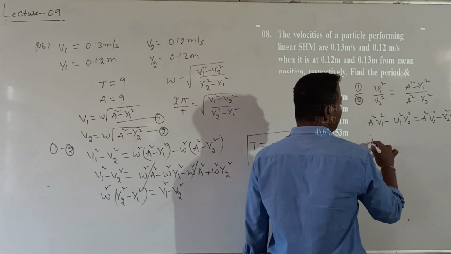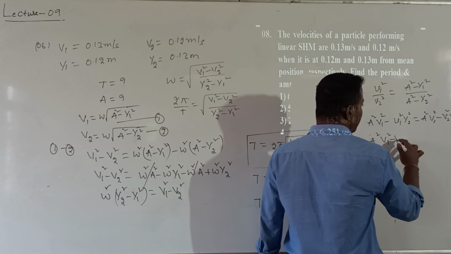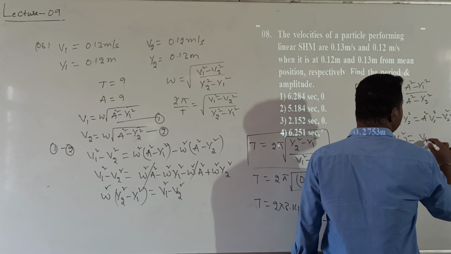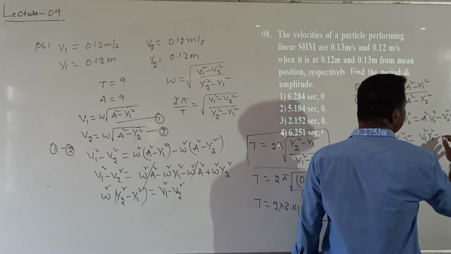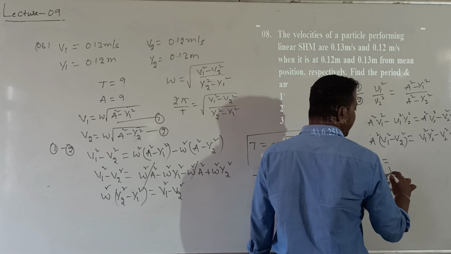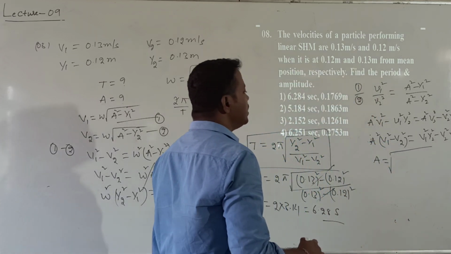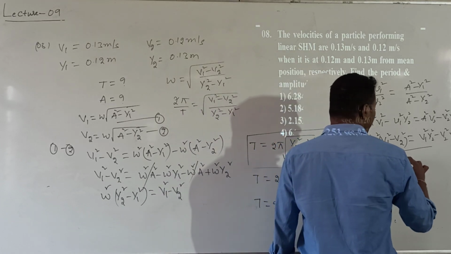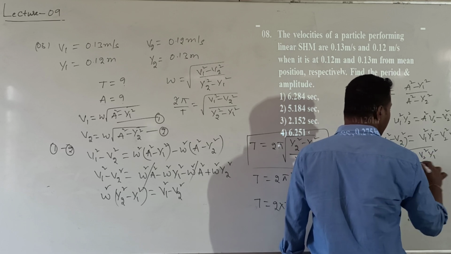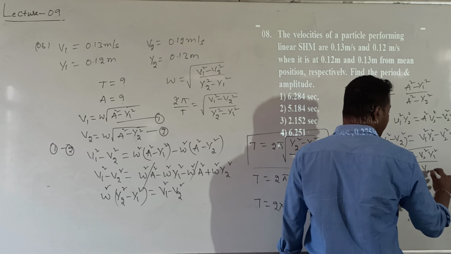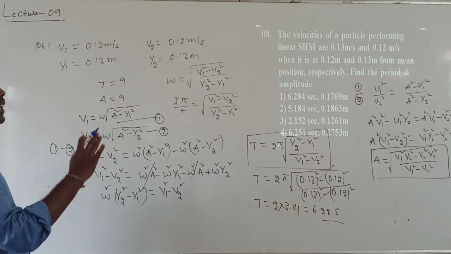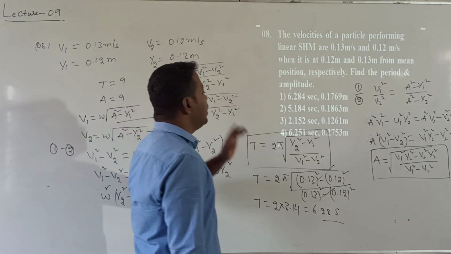Send the A terms to one side. So a square into v1 square minus v2 square is equal to v1 square into y2 square minus v2 square into y1 square. What is the value of A? A is equal to root over v1 square into y2 square minus v2 square into y1 square, divided by v1 square minus v2 square. This is the general formula to calculate amplitude. Substitute the values of v1, v2, y1 and y2.